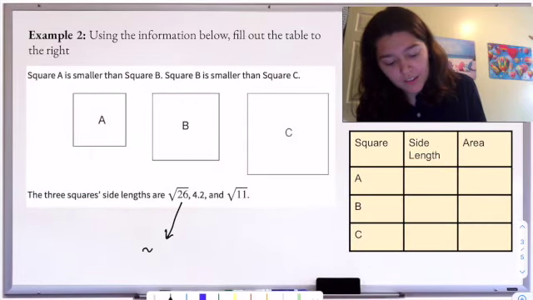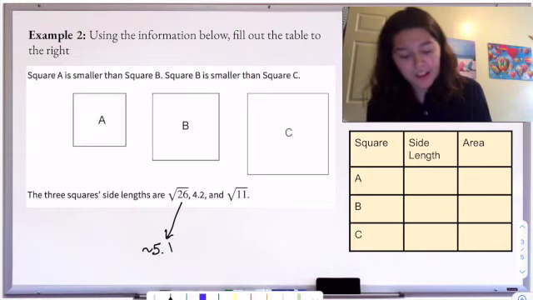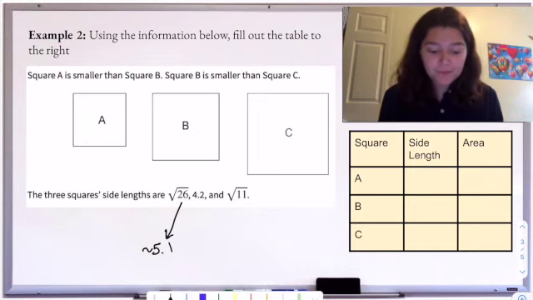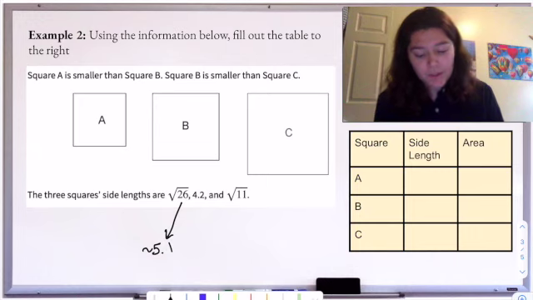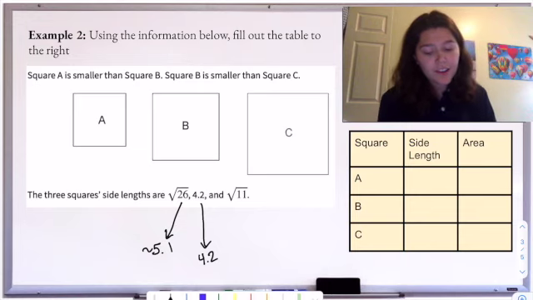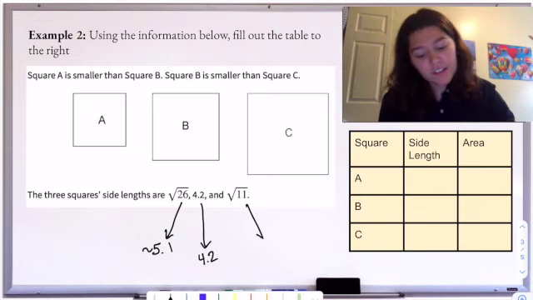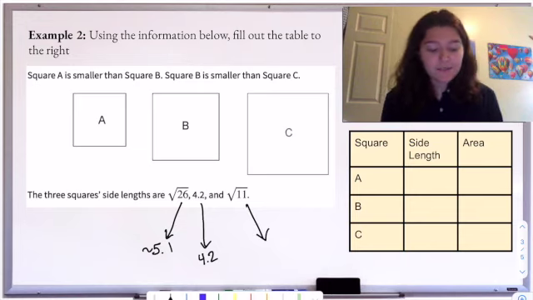So this is 5 point something. I'm just going to estimate 5.1. Okay. Then we have 4.2. They just give that to us as the number itself. And then the last side length they tell us is the square root of 11.